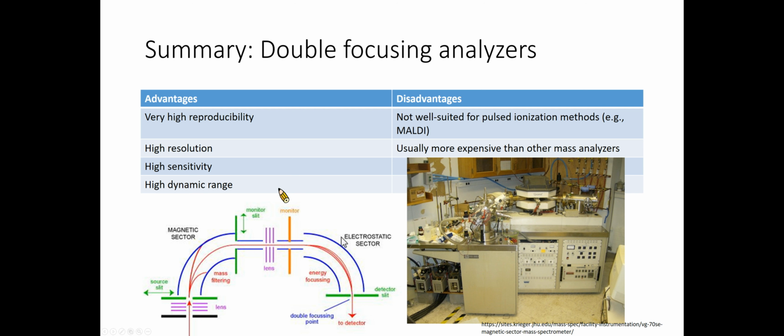To sum up, the double focusing analyzer has very high reproducibility, high resolution, high sensitivity, and high dynamic range. However, it is not suitable for post-ionization methods because we would like to keep low entry energy for better focusing. The double focusing analyzer is also a pricey instrument. As the magnetic sector mass analyzer can achieve very high mass resolution, it can be used in accurate mass and isotope ratio measurements.